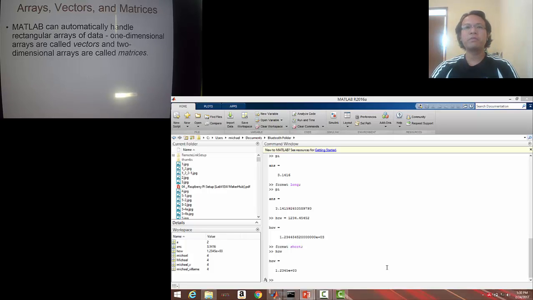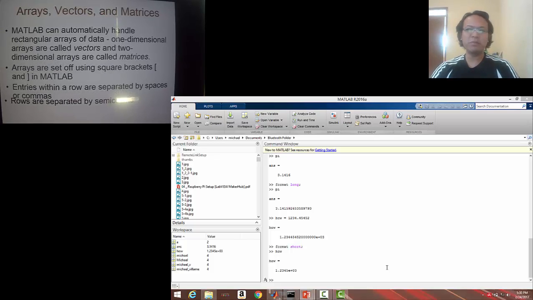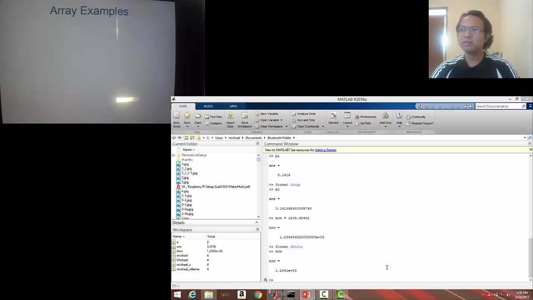Well, there is a row vector and a column vector, which will be discussed here. And two-dimensional arrays are called matrices, just like I said a while ago. Now, arrays are set off using square brackets in MATLAB. Entries within a row are separated by spaces or commas. Let's finish this before I make an example. Rows are separated by semicolons.